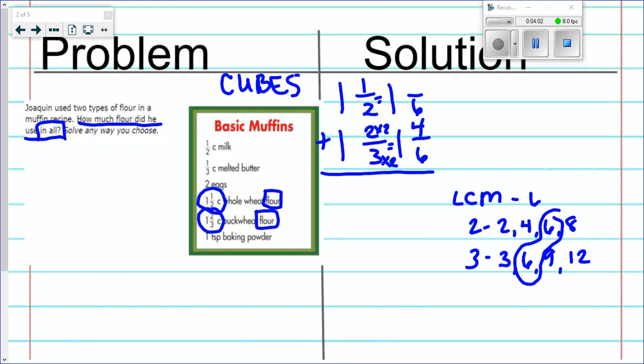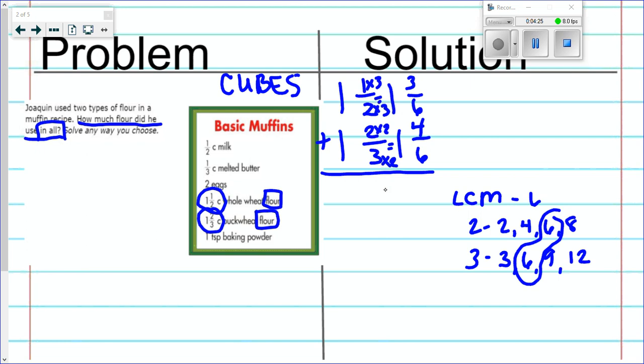Now I do the same thing to my 1 1/2. I have to think about, well, what did I do to the 2 to make it into a 6? I multiplied that by 3. I have to do the same to my numerator. I will multiply that by 3. And I created another equivalent fraction. 1 1/2 is equivalent to 1 3/6. So now I have my fractions in a format where I can actually add them.